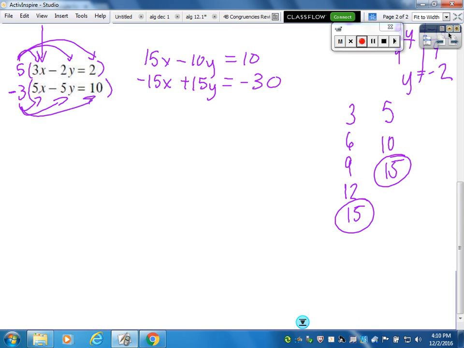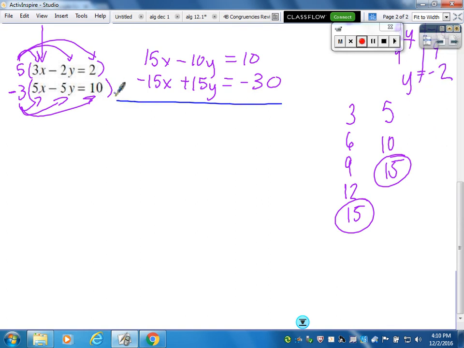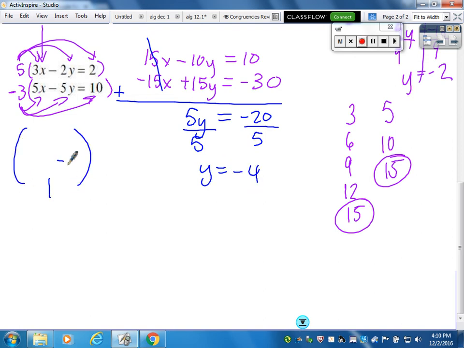Time for elimination. We're ready to go. So we're going to add these together. My x's cancel. I get negative 10 and 15 make 5y's still. 10 and negative 30 make negative 20. Divide by your 5, and you got that y is negative 4. So x and then y, so we found the second part, negative 4.